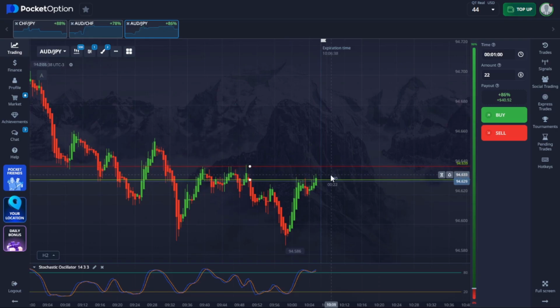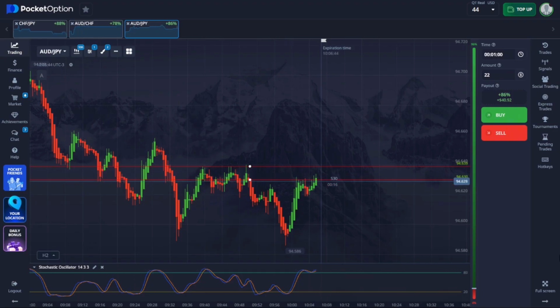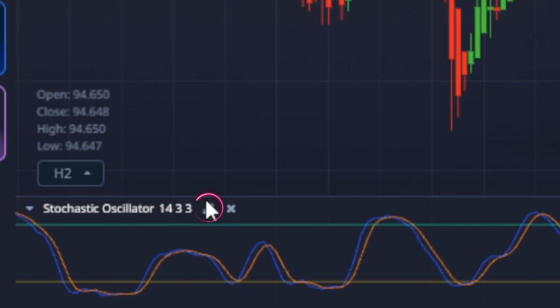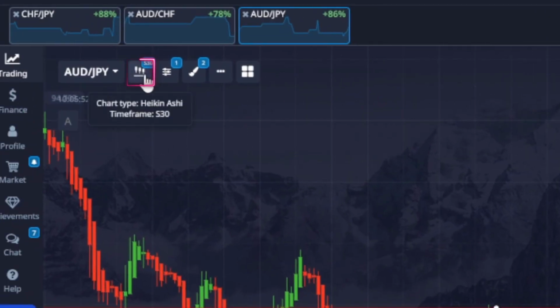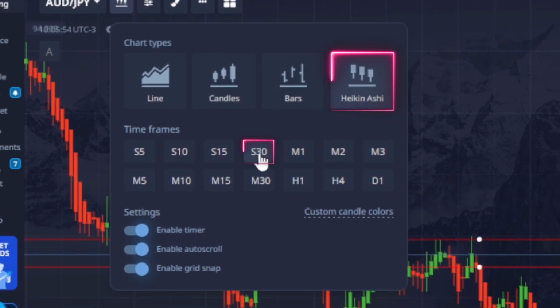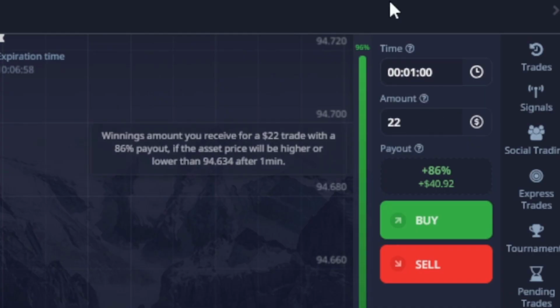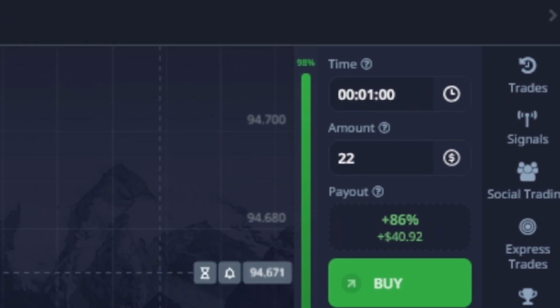And that you get to use it with that. And news tells me not to use indicators anymore, so I'm using this Stochastic. Alright, with 14, 3, and 3. Simple movements with that. Okay, Heikin Ashi candles and a 30 seconds time frame. So the amount for this, we're going to start with 22 and a 1 minute expiration time.